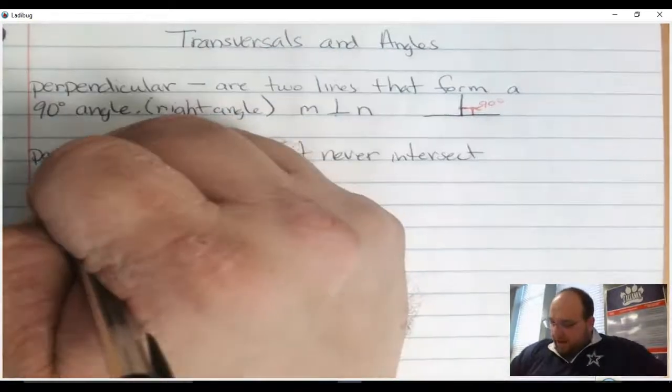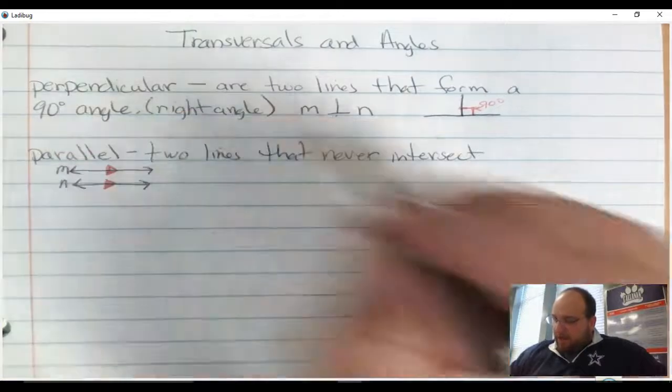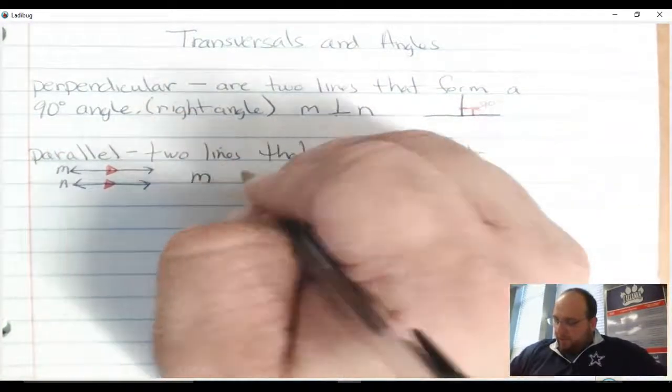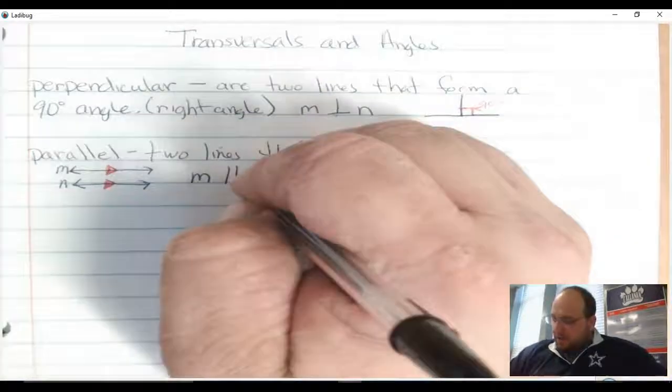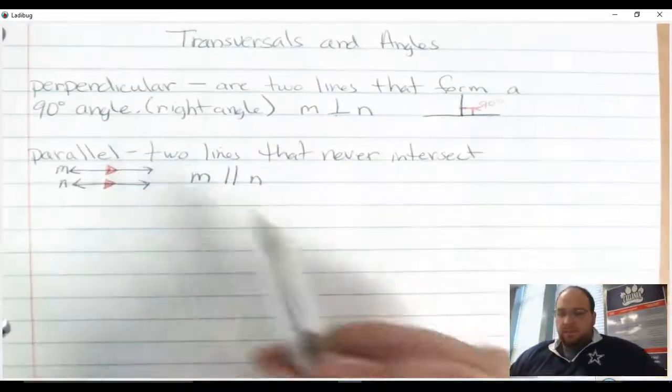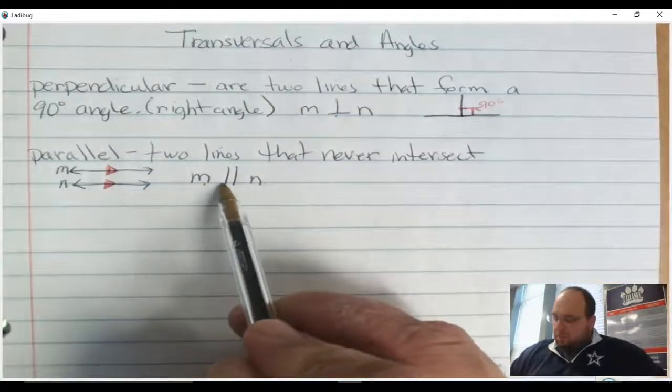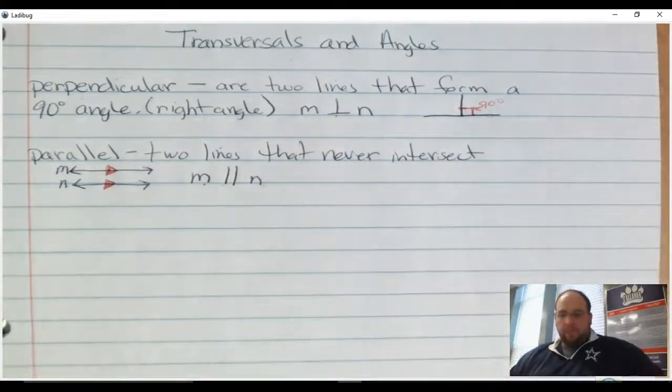So if this was line M and this was line N, we might write M is parallel, and again we do that with basically two vertical L's is what it looks like, to N. So I would read this, M is parallel to N. Next, we're going to look at a lot of transversal and angles that are created.